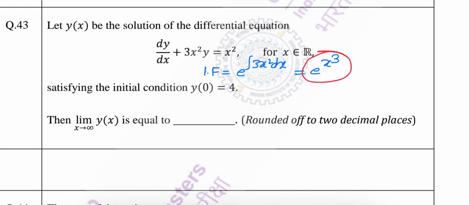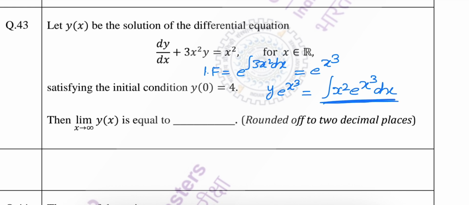this thing multiplied by this, and that will be y e to the power x cube equals, and after the sign of equality, multiplication of these two with integration. So now it will be x square e to the power x cube dx. Okay, so very easy to integrate this one.